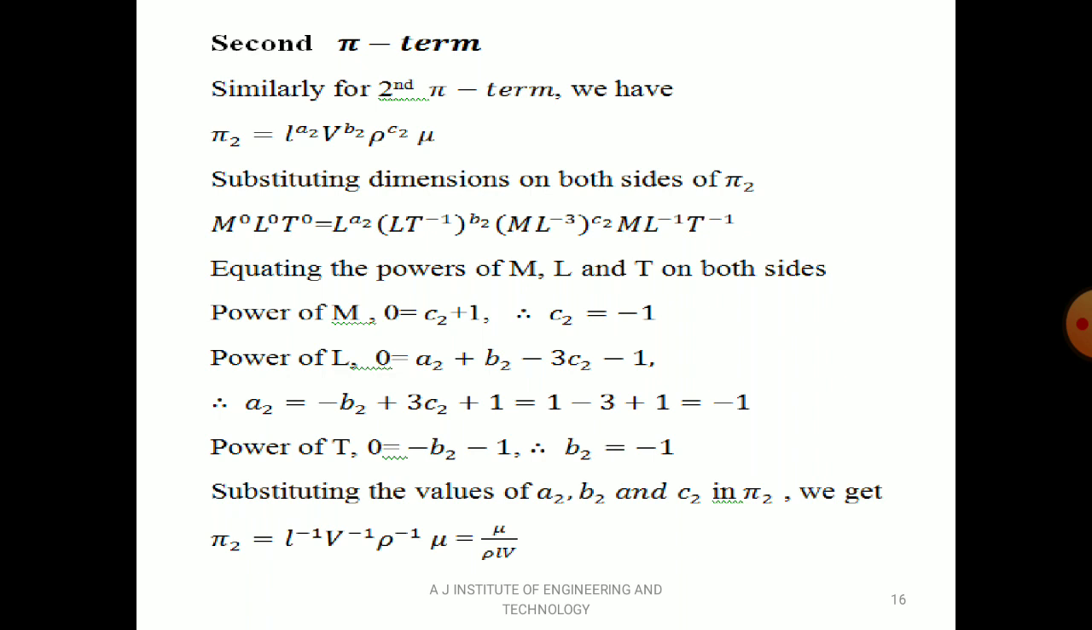Then equating the power of T, on left hand side it is T to the power 0, right hand side it is T to the power minus B2, T to the power minus 1. So 0 equal to minus B2 minus 1, so B2 value equal to minus 1.